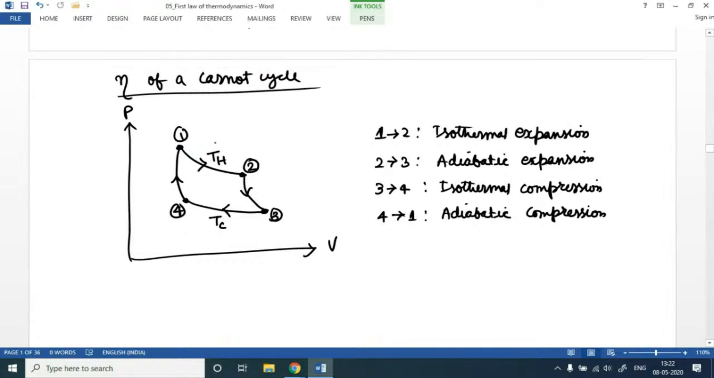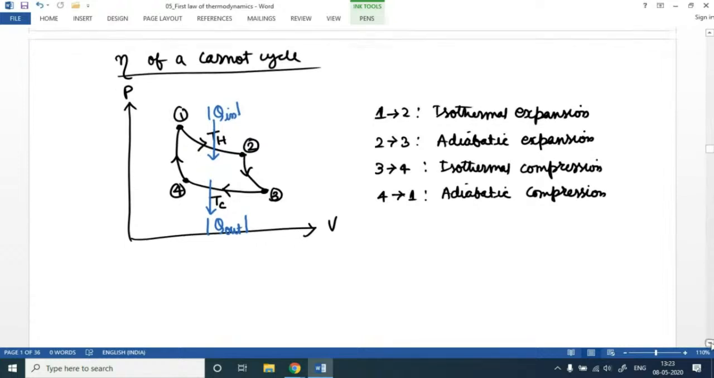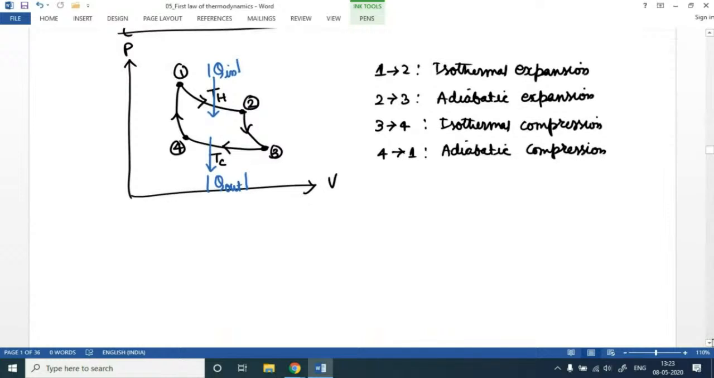Since this is expansion, heat will be basically added to the system. Let's say that would be Q in, and from 3 to 4 heat would be released by the system. Let's say that would be nothing but Q out over here. So that is the idea. And in process 2 to 3 and 4 to 1, because the process is simply adiabatic, there would be no heat exchange. So in order to find out the efficiency, like we defined, eta is defined as 1 minus Q out upon Q in, we simply need to find out this quantity over here.